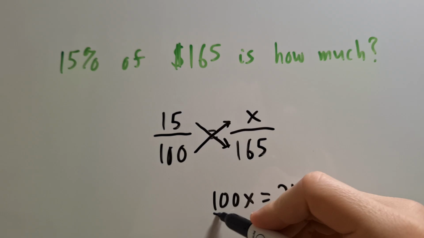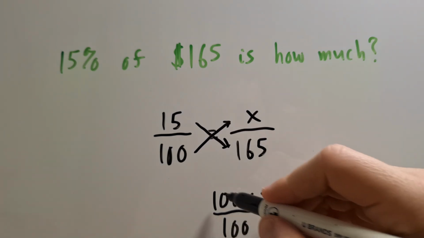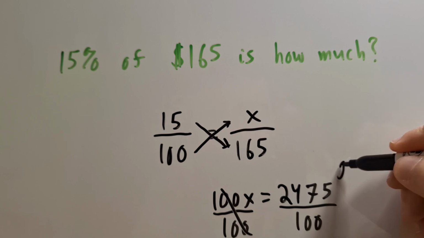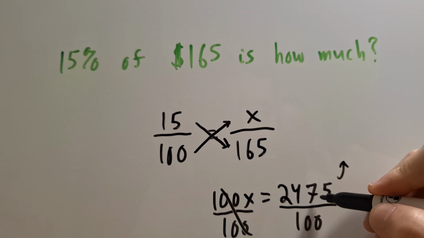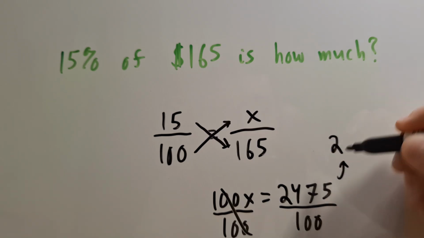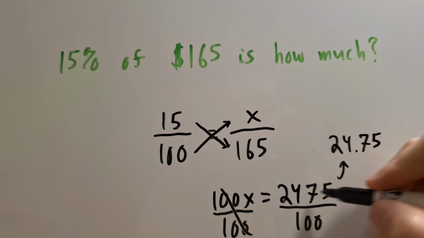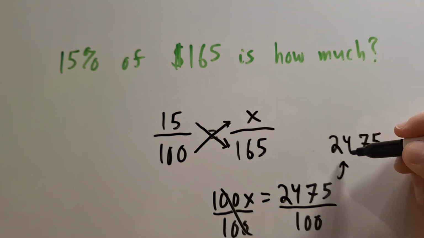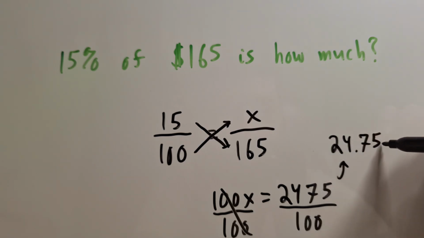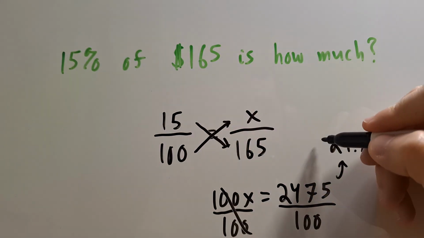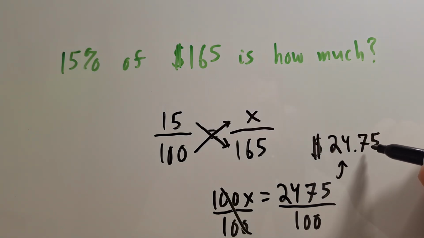And then we divide. Remember, when you're dividing by 100, you're going to move your decimal point 2 places to the left. So the same numbers will be in our solution. It's just that the entire number itself is changed. Dividing by 100, we have 24 and 75 hundredths. But because we're dealing with money, it's $24.75.